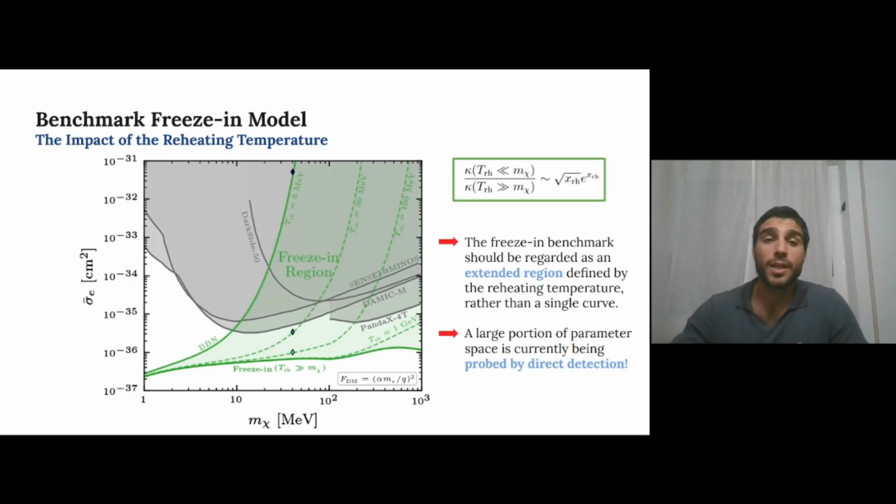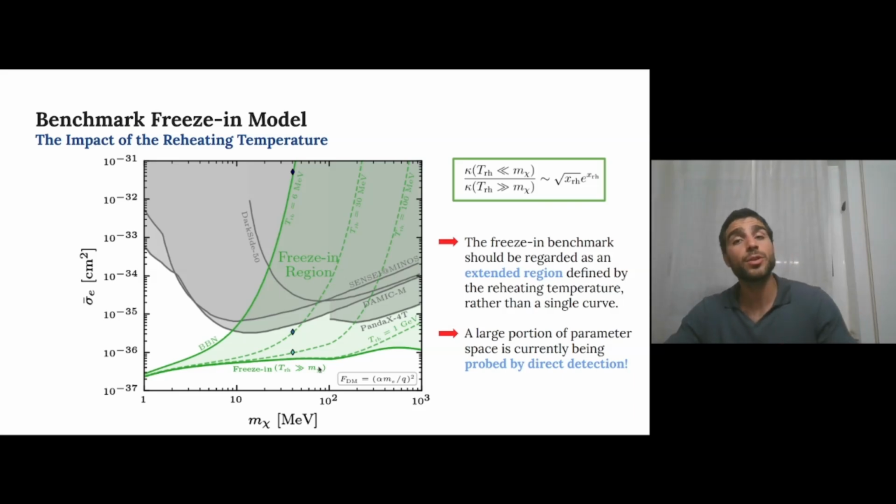For T reheating much larger than the mass of the dark matter, we simply recover the standard freezing benchmark represented by the bottom green line. But then, as the reheating temperature decreases, the freezing prediction moves to larger cross sections, specifically for values of the dark matter mass below the reheating temperature under consideration. So we show here the freezing benchmark for T reheating of 6 MeV, 30 MeV, 100 MeV, and also 1 GeV as dashed green lines.